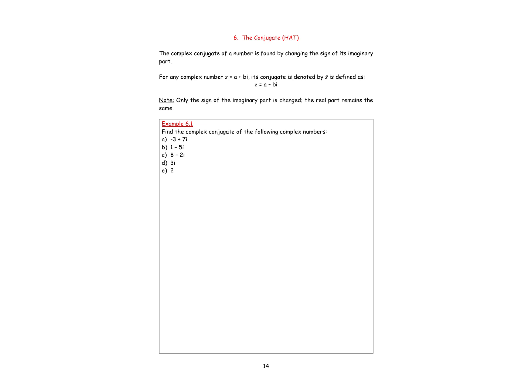This is best explained by going through a few examples. It says in example 6.1, find the complex conjugate of the following complex numbers. In part A, we have minus 3 plus 7i. The complex conjugate is always found by changing the sign of the imaginary part, meaning that this would end up being minus 3 minus 7i.